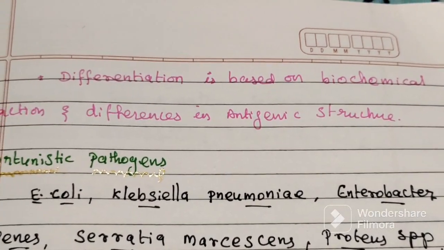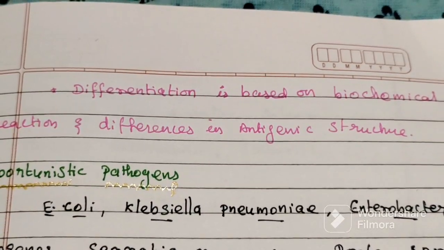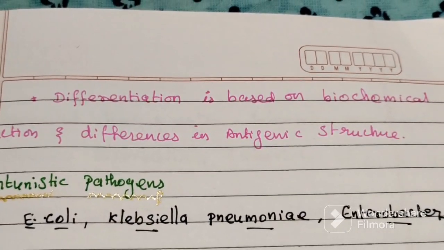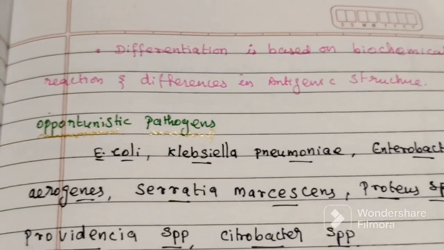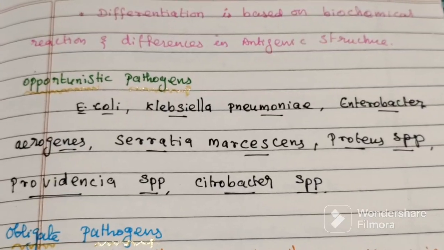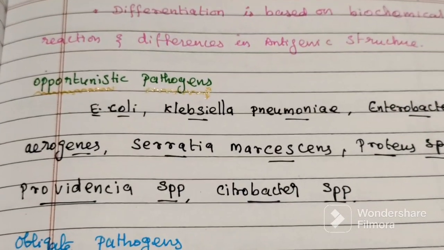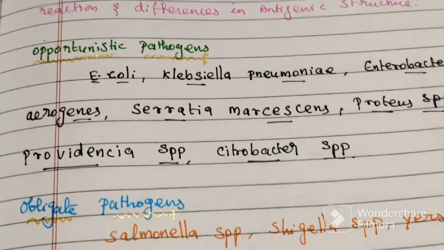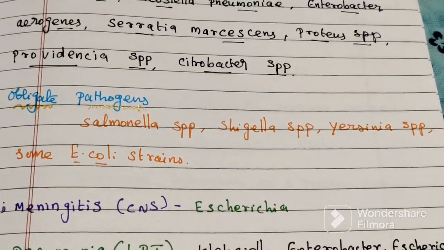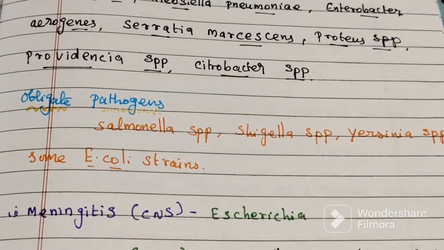Bacteria differ based on their biochemical reactions and antigenic structure. The family has more than 150 species, and each species differs based on its biochemical as well as antigenic structure. E. coli, Klebsiella, Enterobacter, Proteus, and Citrobacter are species causing opportunistic infections in humans. Salmonella species, Shigella, Yersinia, and some E. coli strains act as obligate pathogens to humans.